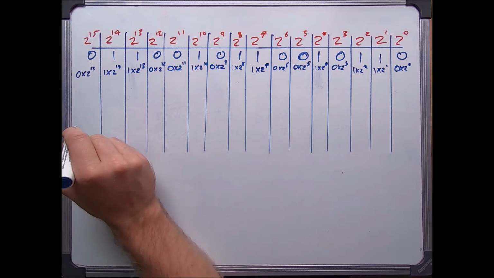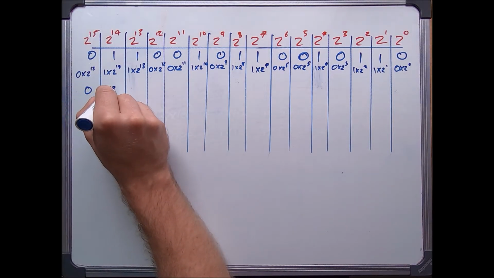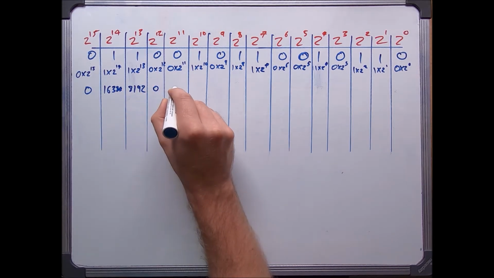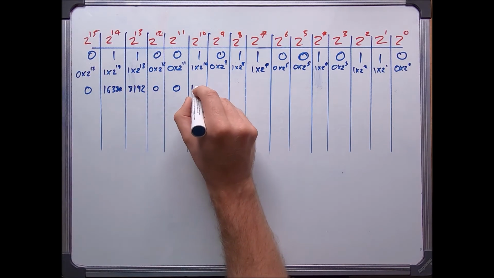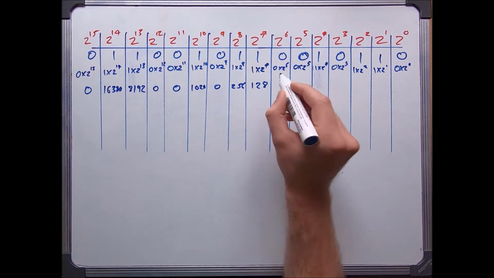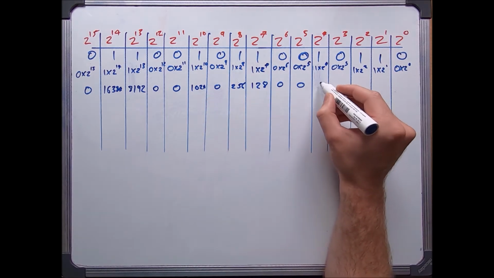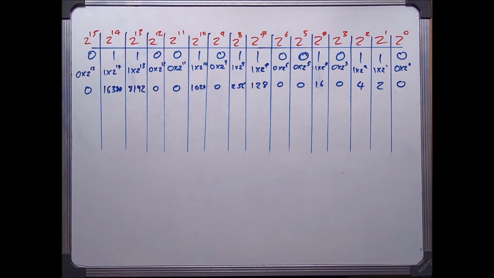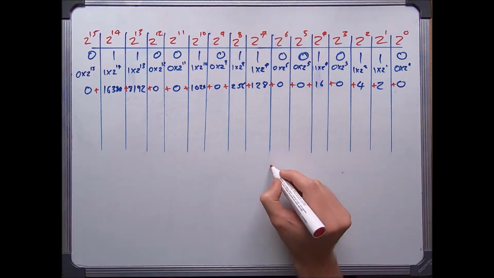This gives us 0 plus 16,384 plus 8,192 plus 0 plus 0 plus 1,024 plus 0 plus 256 plus 128 plus 0 plus 0 plus 16 plus 0 plus 4 plus 2 plus 0, which gives a final answer of 26,006.